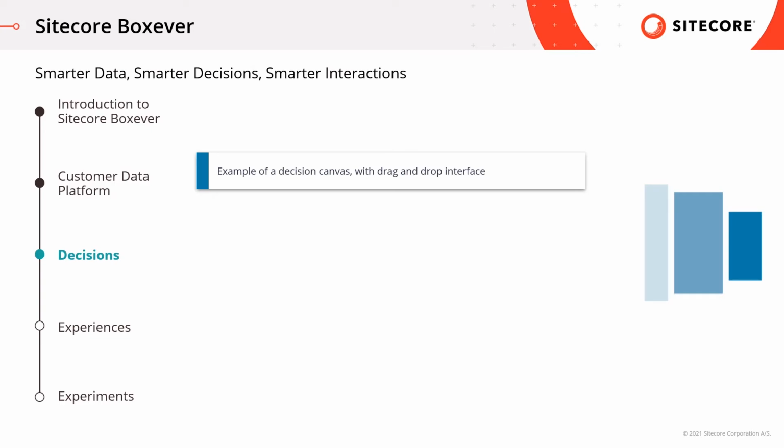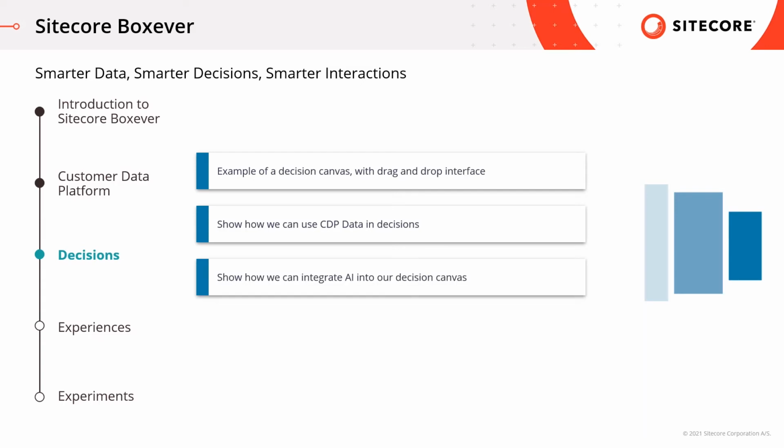Today we'll see an example of the decision canvas and its drag and drop interface from the insurance industry with techniques that are relevant to all businesses. We'll see how we can use data from the CDP to power decisions, how we can integrate artificial intelligence and other models into our decision canvas, and we'll see how a decision table can be used to build next best offers.